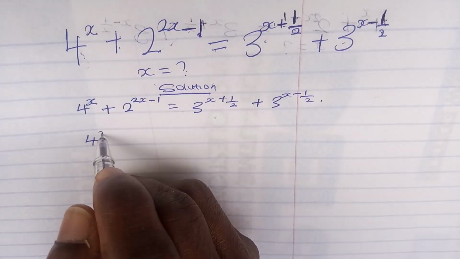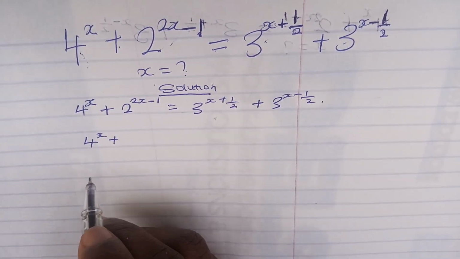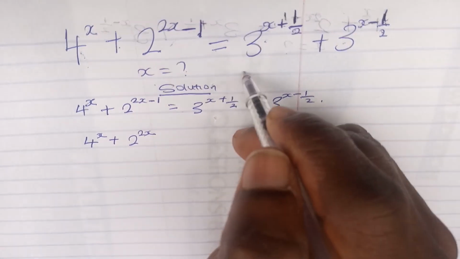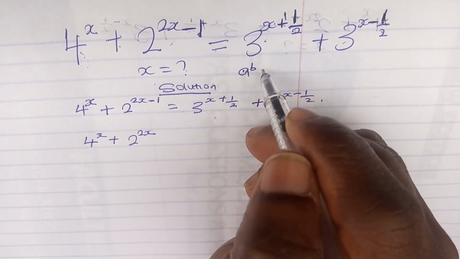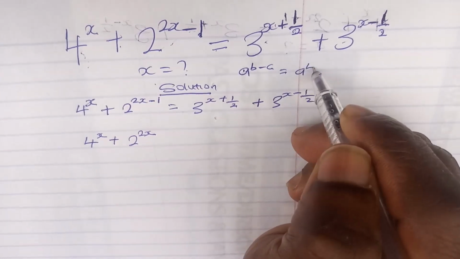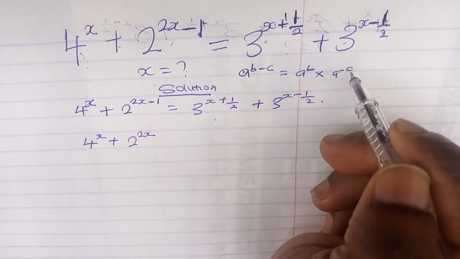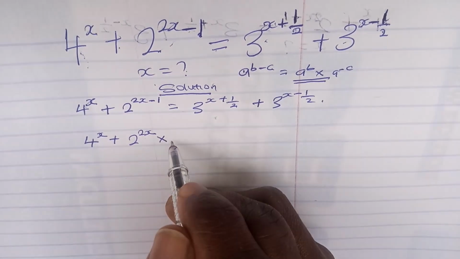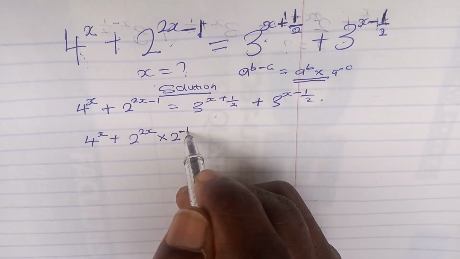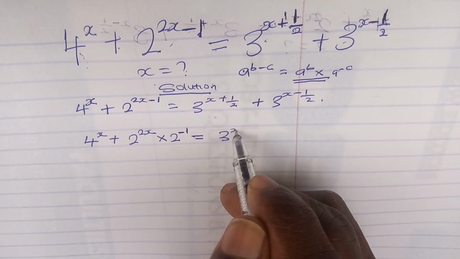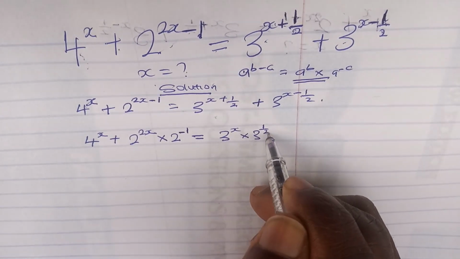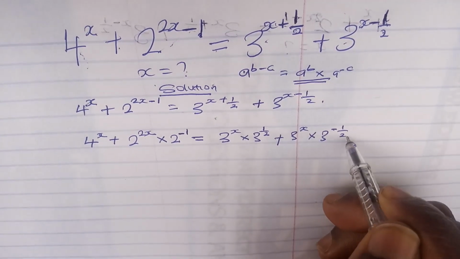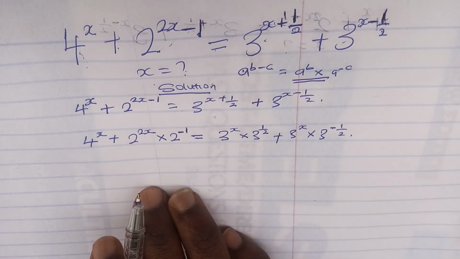Okay, having done this, what are we going to do? We can write down the question with 4 to the power of x plus 2 to the power of 2x. Recall from a basic principle of indices, which says if you're having a to the power of b minus c, it is also equal to a to the power of b times a to the power of minus c. So if we put this principle here, we can have this to be 2 times 2 to the power of minus 1, equals 3 to the power of x times 3 to the power of 1 over 2 plus 3 to the power of x times 3 to the power of minus 1 over 2. Okay, this is what we are now having.